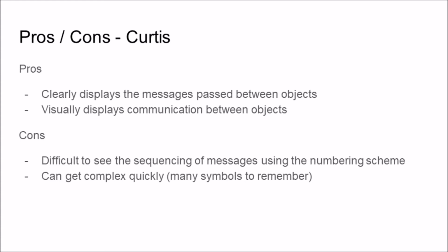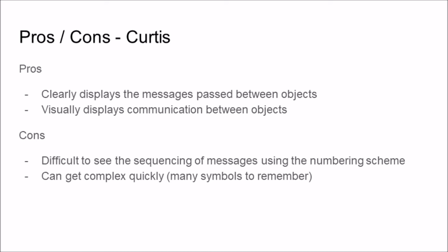And it shows this in a visual way, which is the next major pro. A lot of times it's a lot easier to understand how a system works or how some classes relate to each other if you can see it visually. And the communication diagram really allows you to visualize and see that communication that is passed between those two objects.